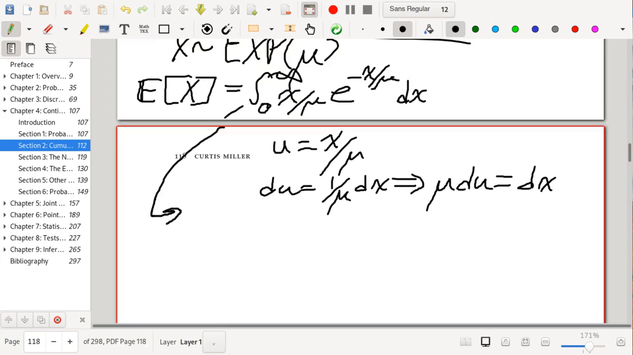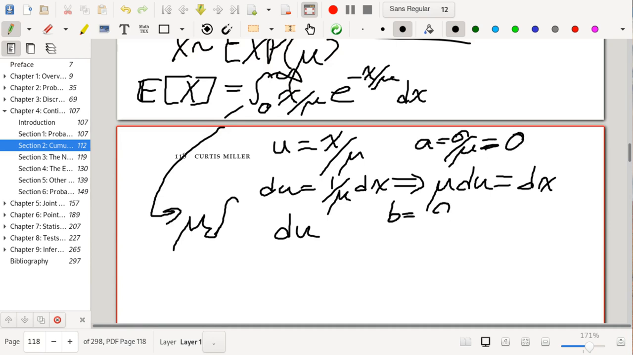Oh yeah, we do also need to think about the boundaries, but the thing though is the lower bound A is going to be 0 over mu, which is equal to 0, and the upper bound B is going to be infinity over mu, which is still infinity. And I'm treating infinity like a number. I know it's not a number, but I really don't care at this point. I'm so used to doing this, and honestly, it's like we know what we mean. We know that we're actually talking about limits. And if you study it a little bit more rigorously like that as limits, you end up with the same thing. So we're fine. So we have mu integral from 0 to infinity, u e negative u du. All right, that's nicer to work with.